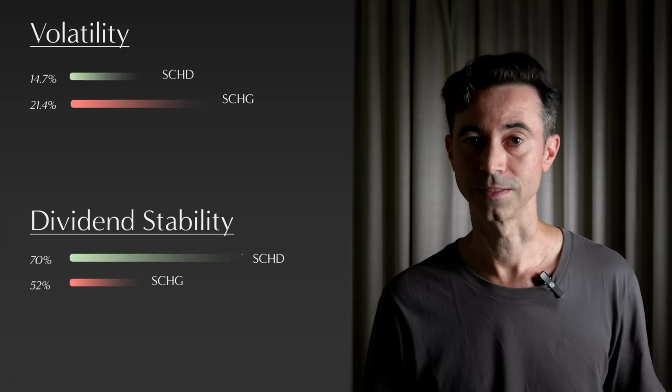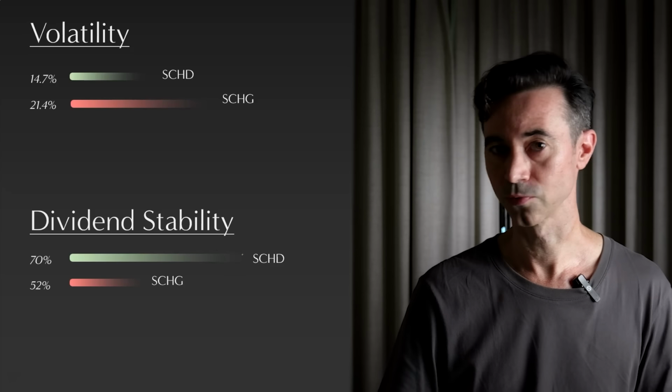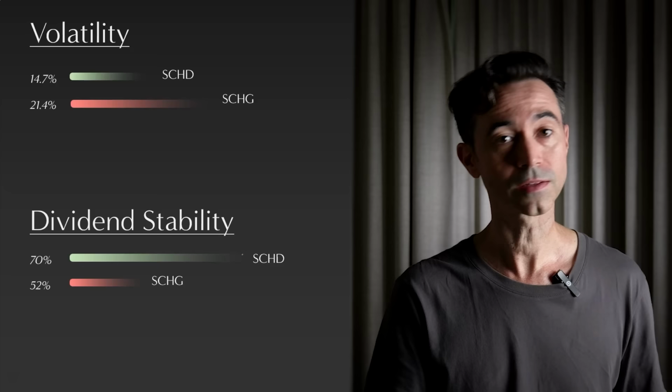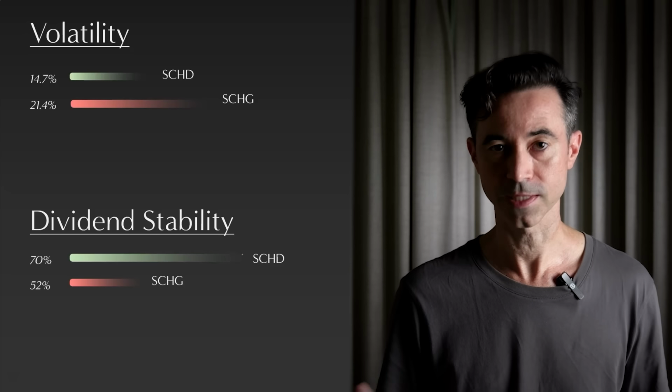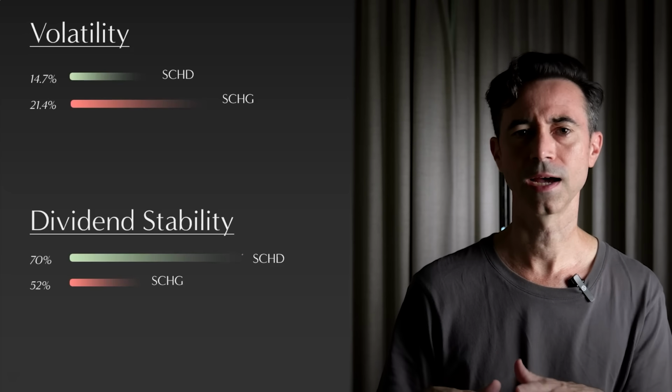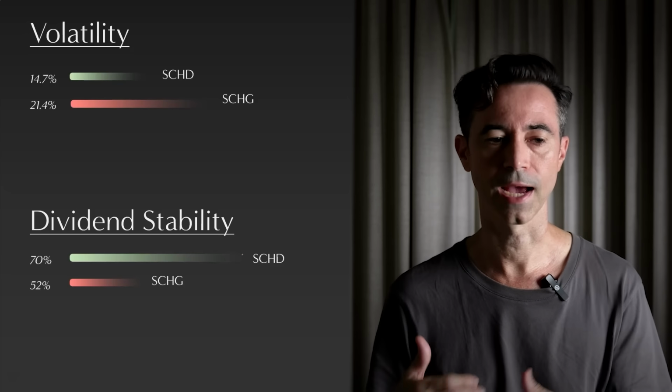Then we have the volatility, right? So the max drawdown is risk. Volatility is also part of risk. Now SCHD is way less volatile than SCHG is: 14.7% versus 21.4%.